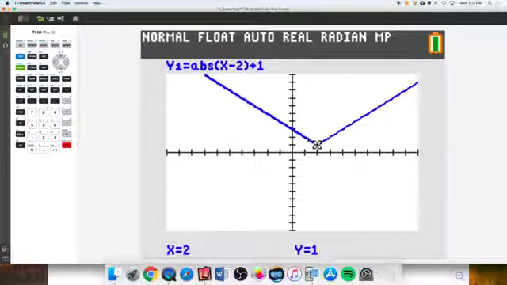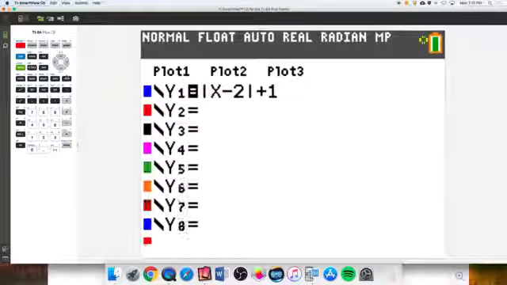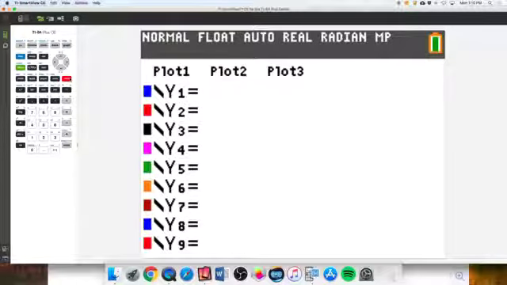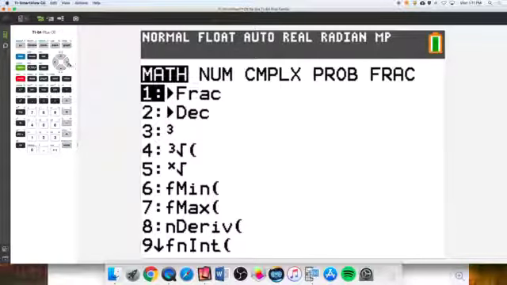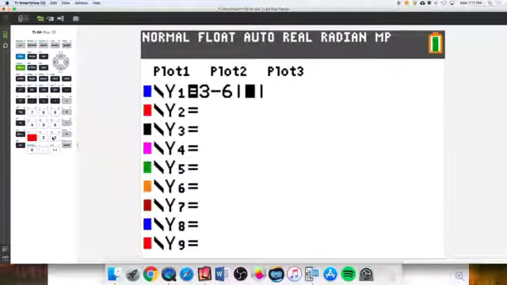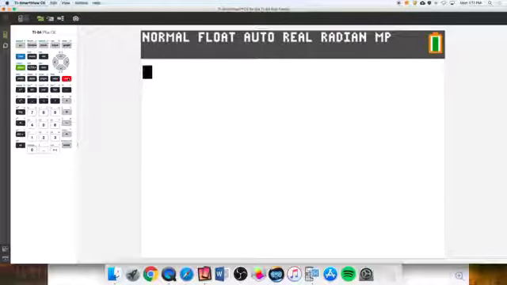Now, instead of doing it from the graphing screen like I showed you, here's what we are going to do. Let's go ahead and plug that function into y1. 3 minus 6, absolute values. I still like to go math number 1. Math number 1. And then x plus 1. So now instead of sketching the graph and going to your trace or second trace, your calculate menu, let's go to the home screen because there's another way to do it.